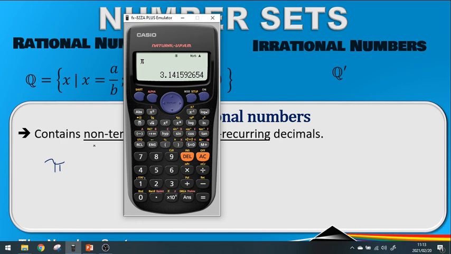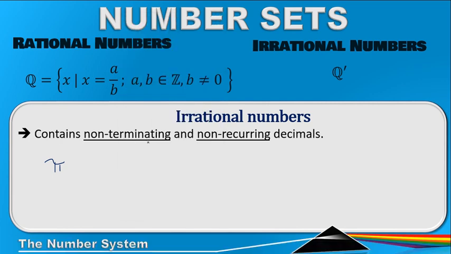So that is then the one and only definition for irrational numbers. And I think it's actually easier to check if it's an irrational number because you just check if it's non-recurring and going on forever. Then you'll know, okay, this is an irrational number.